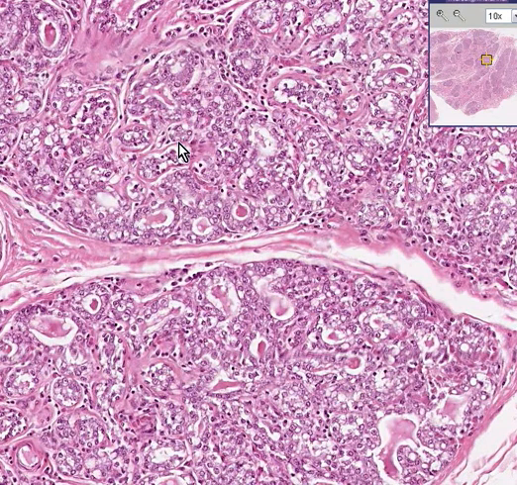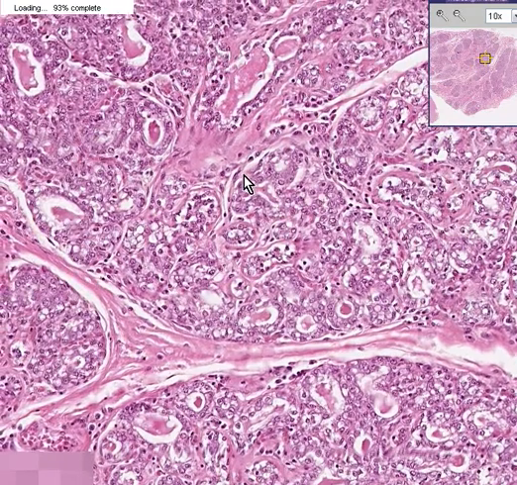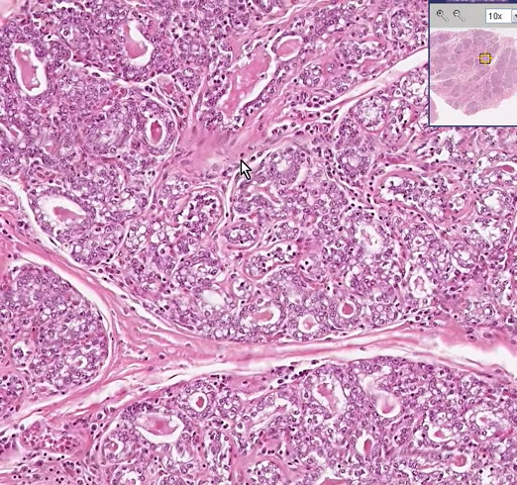So although this is a pregnant breast, there is probably not a significant amount of lactation here. That's all I want to say about this case.